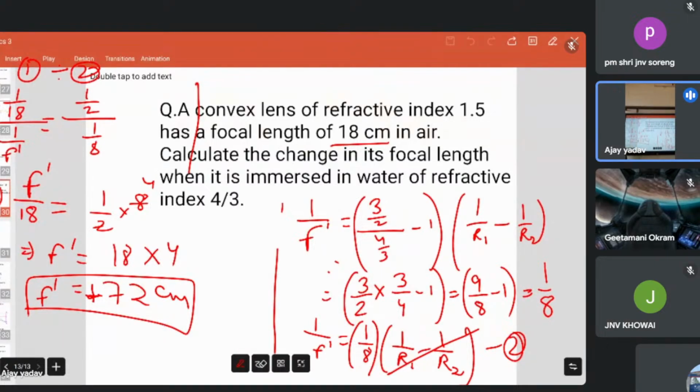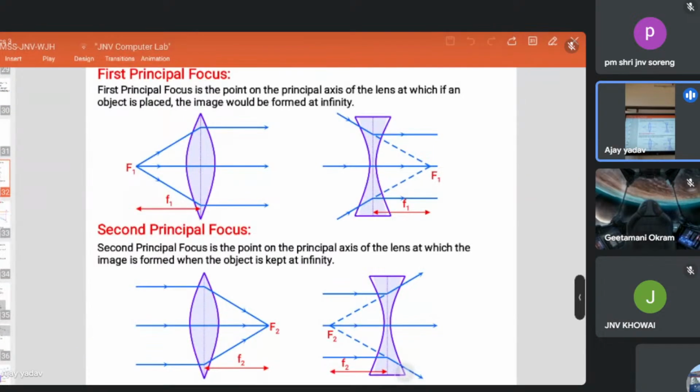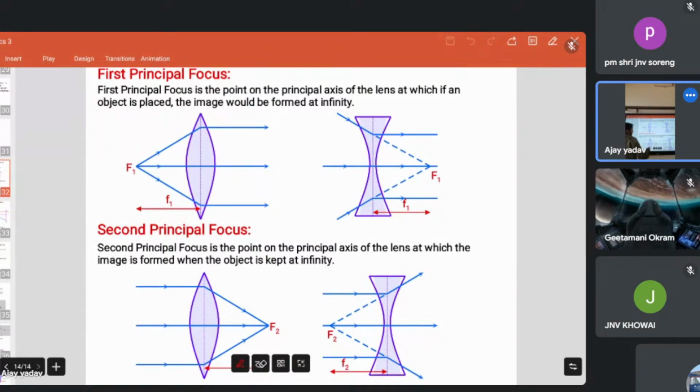Okay. So now we are moving on to the next topic. Principal focus. You all know, right? This comes in class 10 also. You studied this second principal focus. If a ray is incident on the lens parallel to the principal axis, then after refraction it will meet at the focus. This is the second principal focus.